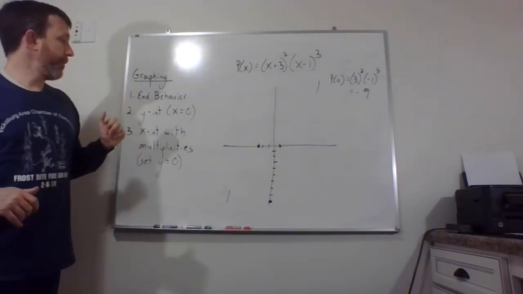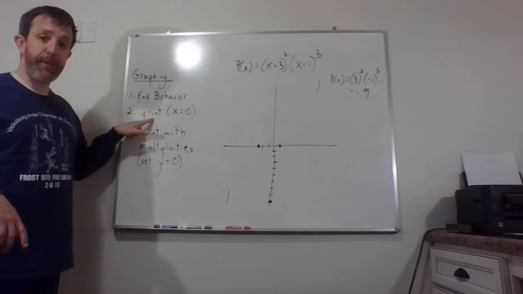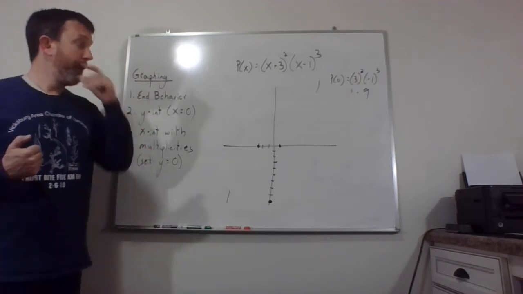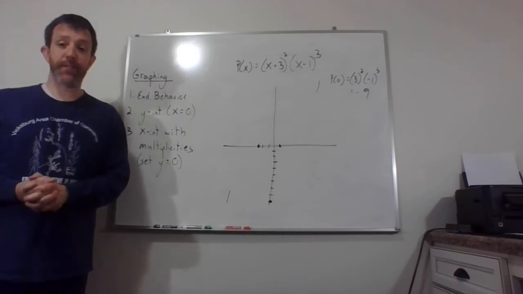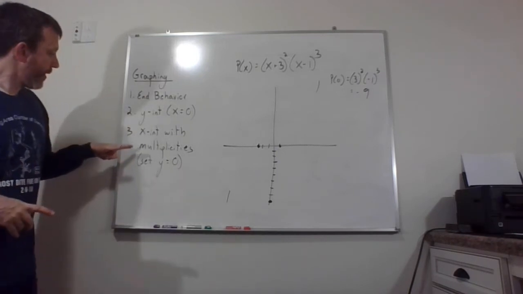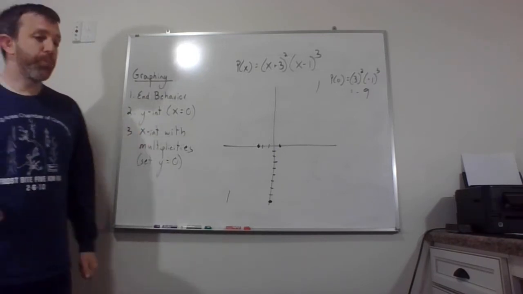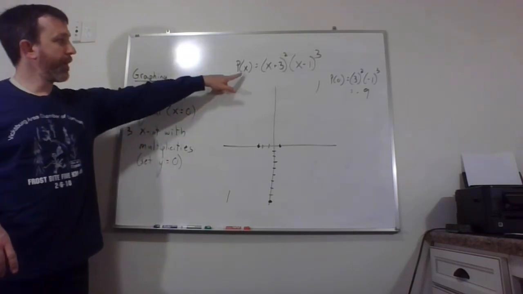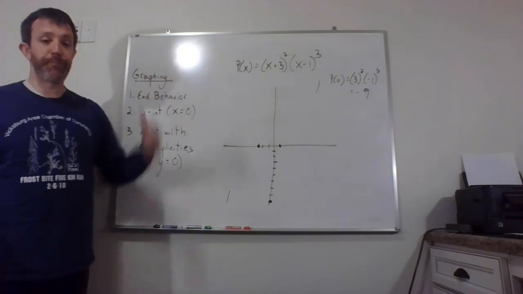We need to know what the end behavior is. We need a y-intercept. That's always nice. A y-intercept always happens when x is equal to 0, so just plug in 0 for x. Always a very happy thing. Three, the x-intercept with multiplicities. For that, we're going to set y equal to 0, or rather, the function will be set equal to 0.